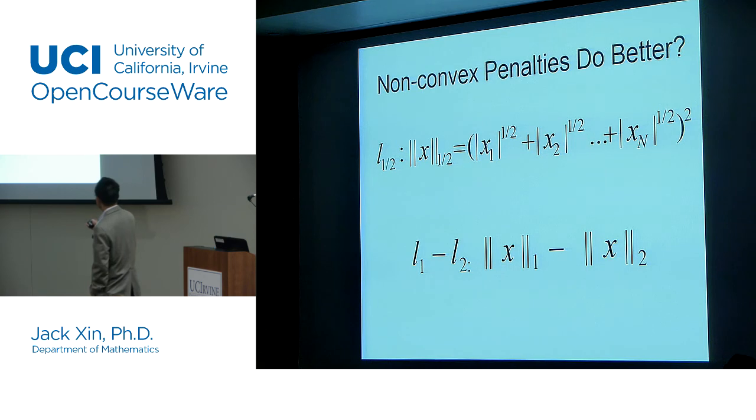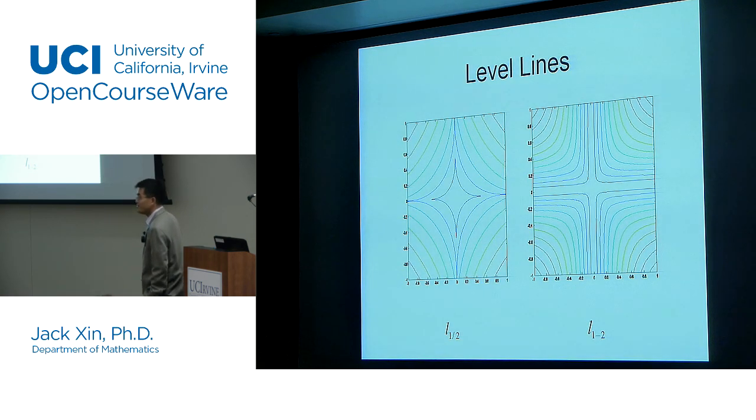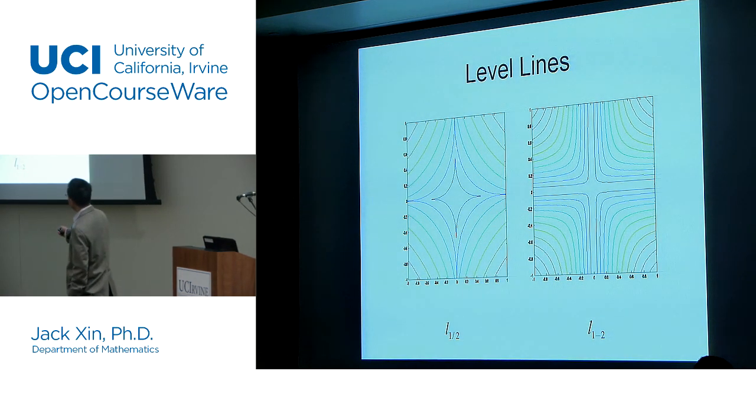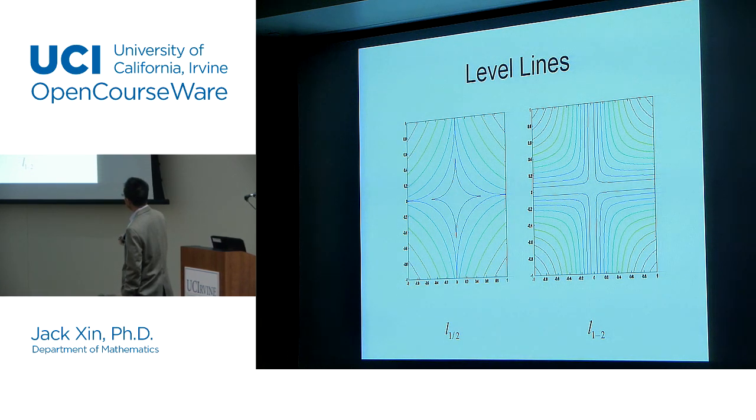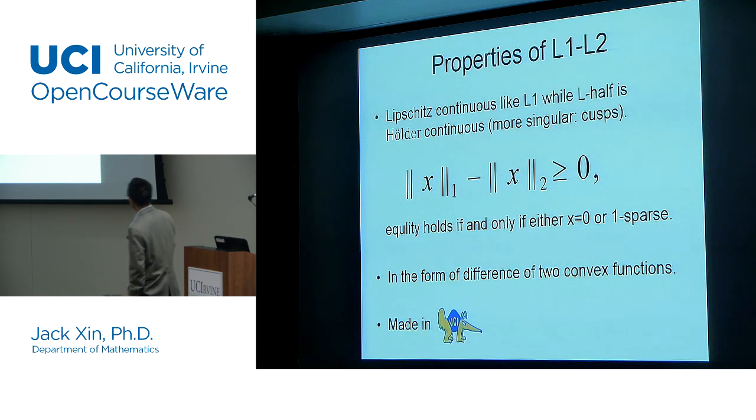Why these quantities? Let me show you. If we draw the level lines again, then the L1 half will look like this. Remember, the L1 is a diamond, but the L1 half has cusp in here. So if you want the corners to do the wonders, the cusps should be sharper, like a knife. It should cut the plane, do the sparsity job even better. So that's intuitively the reason. And if we plot the level lines of L1 minus half, you see that they have some similarity over here.